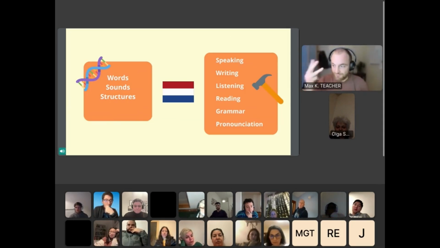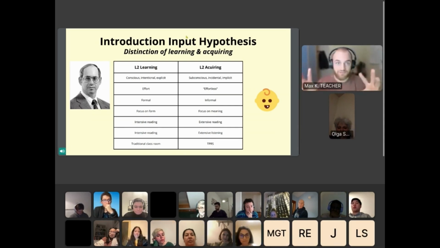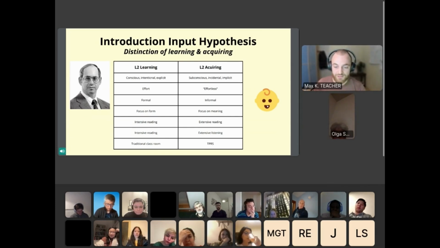But to understand these three hypotheses, I would like to look first at a super important distinction made by this man, Stephen Krashen. And it's also the introduction of the first hypothesis. So now we're getting into the science part, okay? If I don't make sense, please write it in the chat. But let's go to the science part. What we first need to understand is the distinction of learning and acquiring, okay? It was popularized by this man, but people were already talking about it before. And the idea is that there's a difference between conscious, intentional, explicit learning and subconscious, incidental, implicit learning.